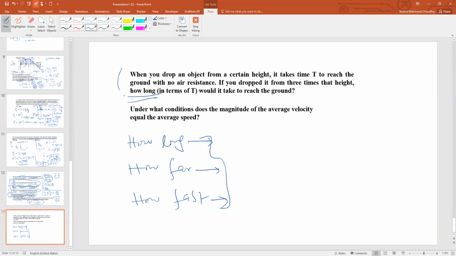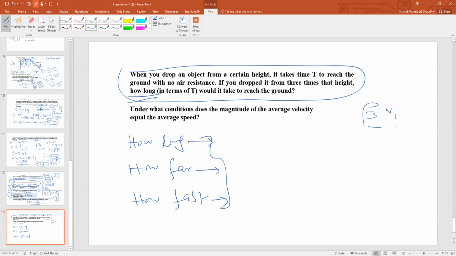So this is the same problem which I have solved before, the 3 under root vi. If you solve this one with the same notations, you can solve it very easily. Check yourself. Okay.